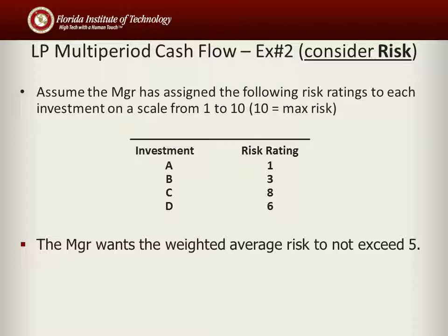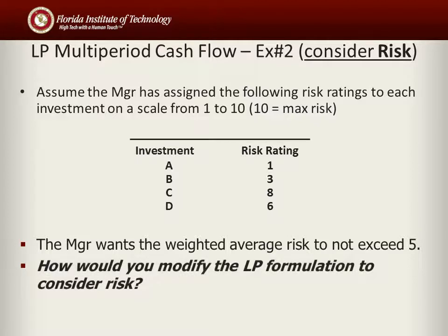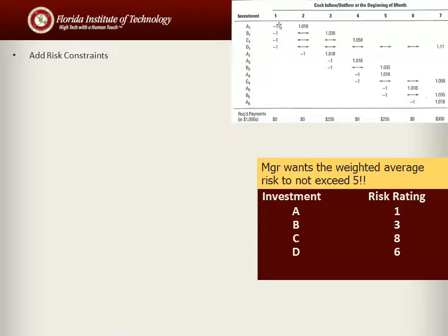Okay, so the manager wants the weighted average risk not to exceed 5. So you cannot be risk-free, and arbitrarily this was set up by the manager. The weighted average risk cannot exceed 5. How would you modify the LP formulation to consider this risk? Okay, so the manager wants the weighted average risk not to exceed 5, and we have 4 different investment opportunities and a risk rating for each of them.